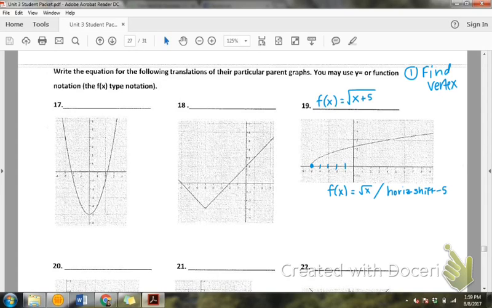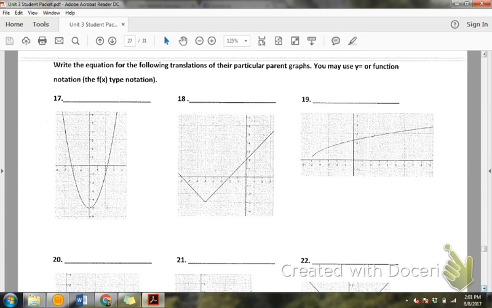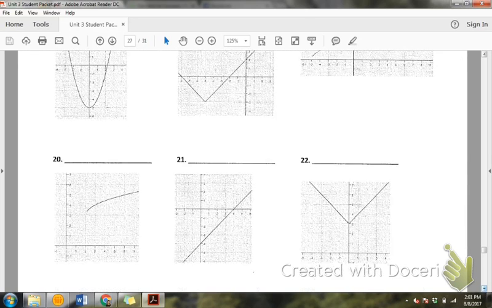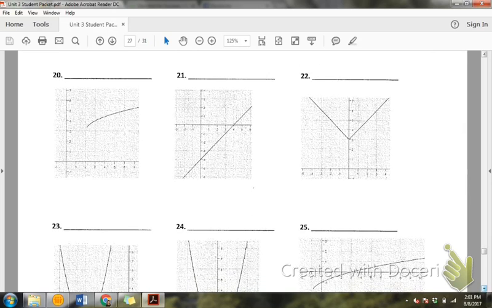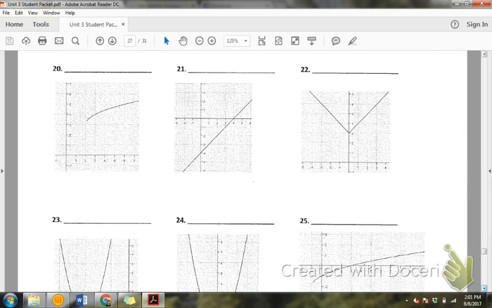Okay? Now, let's look at number 21. Okay, so if we're looking at 21, what kind of a graph is 21? We don't know. They're going to tell us that. Linear, right? It's just a linear graph. So if it's a linear graph, guys, what is the equation of a line? What's the parent equation? Does anybody remember?